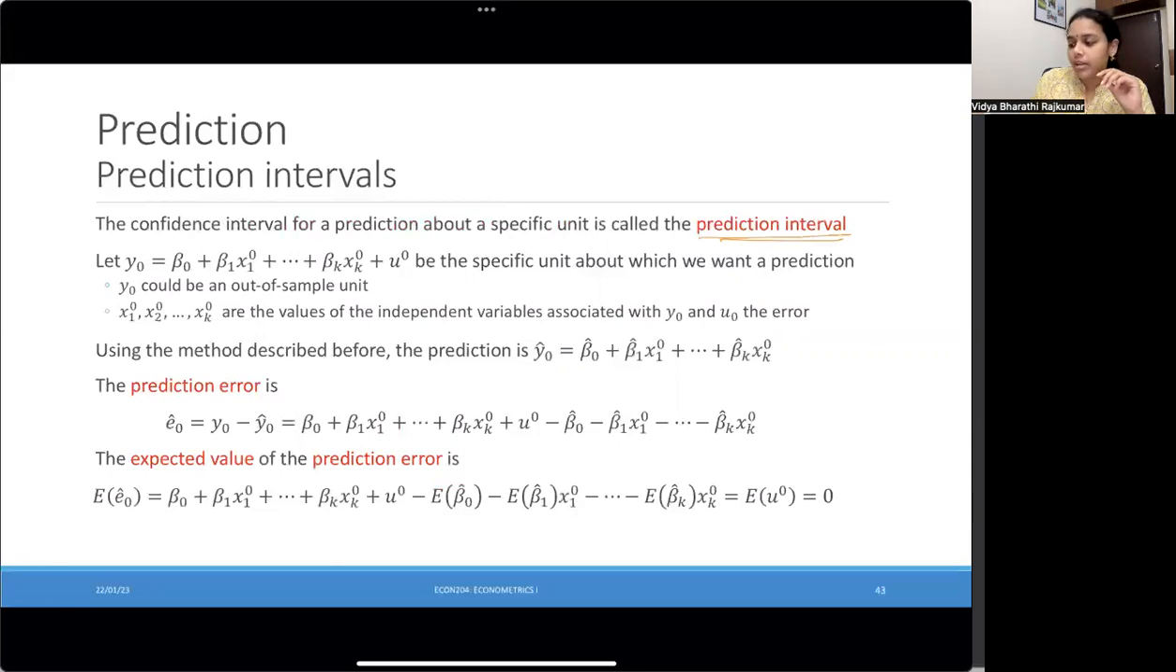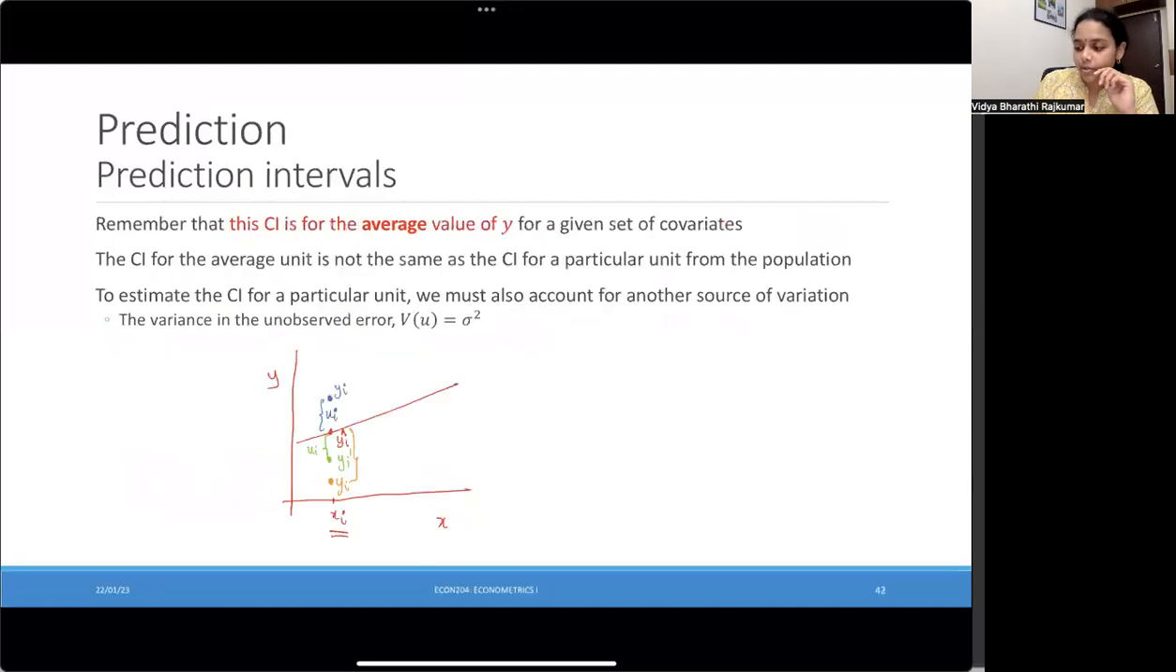Now let's say we're fixing all of the x values at x1 naught, x2 naught, and so on up to xk naught. They are the values of the independent variables that we are choosing. And given those values, we are interested in a particular y value, say y naught. And naturally, the error term associated with that value is u naught. So let's say this is y naught. For the particular set of x values that we have identified, we have narrowed down on this one single point, and we want to see what the prediction interval for that is.